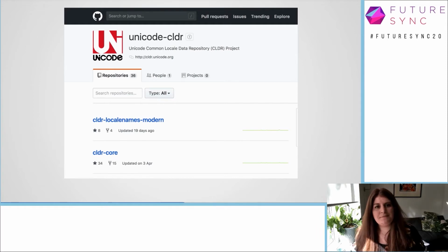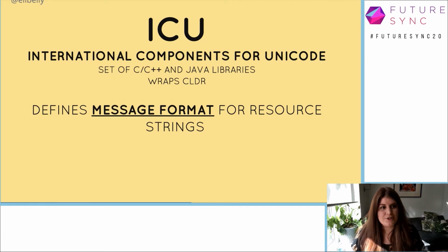Speaking of libraries, the next thing on our layer cake I want to talk to you about is the ICU, International Components for Unicode. Now, this originally is a set of C++ and Java libraries, which obviously isn't helpful for us as web developers, but it is one of the original wrappers of the CLDR data repository. But importantly, it defined a message format for writing resource strings.